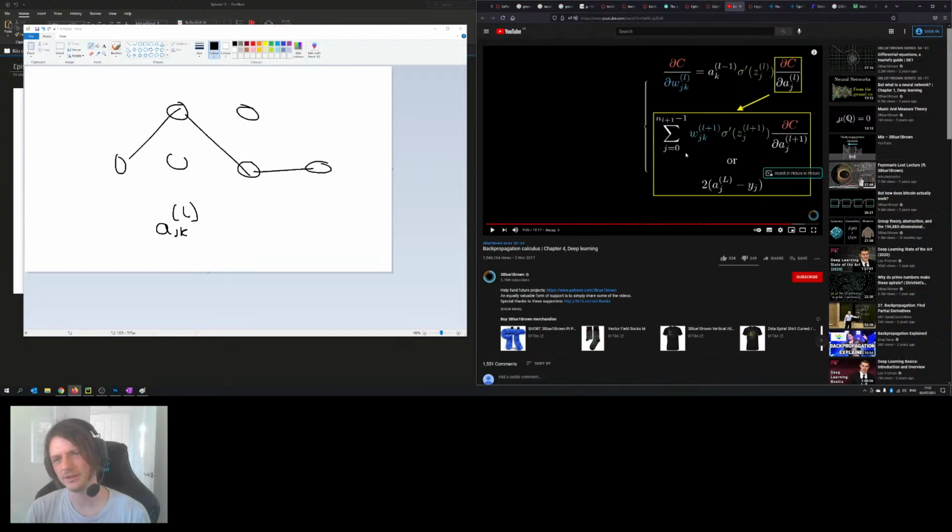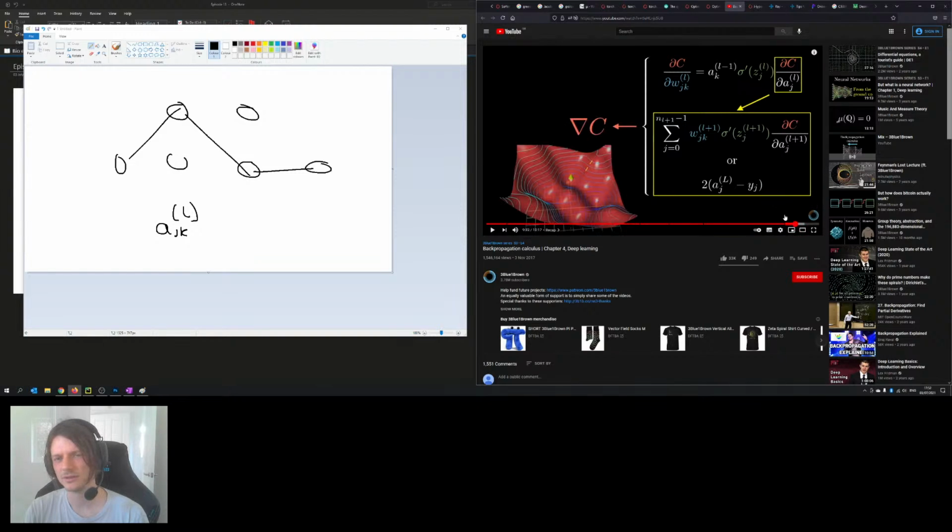What's this? Recap. Okay, let's see. So the change in the cost is n layer plus 1 minus 1, N sub L, so the number of the layer plus 1. So we're going through each layer and then going backwards. What? I don't understand this at all.